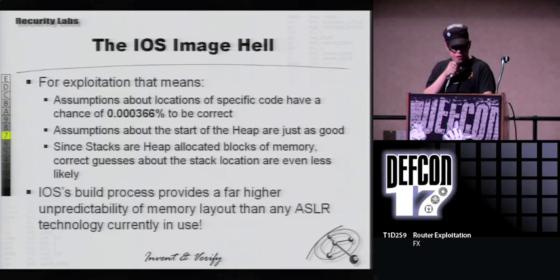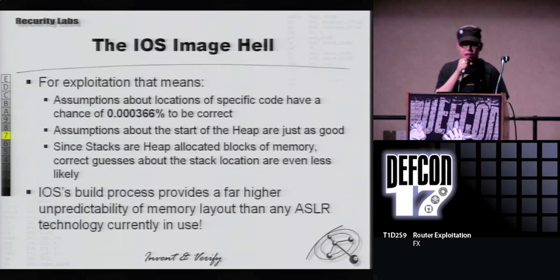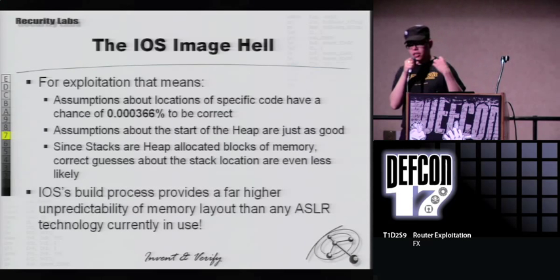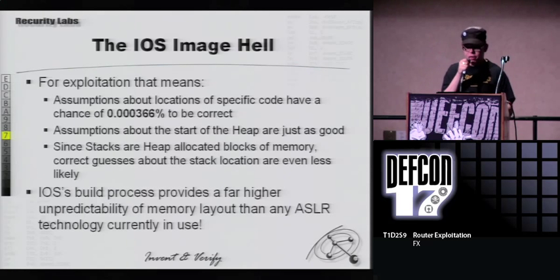So what is this doing here? For exploitation, that essentially means you have a chance of 0.000366% of having the right return address if you're considering return into libc. Great. That is not useful. And your assumptions about stack and heap are not going to be useful either, because you're basing them off an address that you don't know. And stacks are actually blocks allocated in the heap. So your chance of guessing where the stack is, of the stack that you just overflowed, is actually even smaller than figuring out where the heap is.